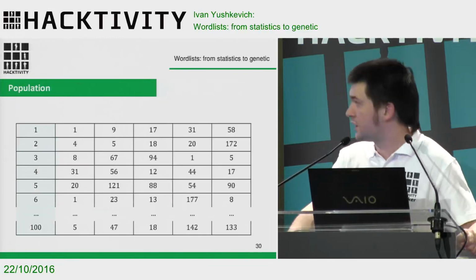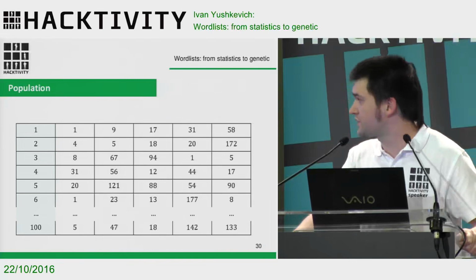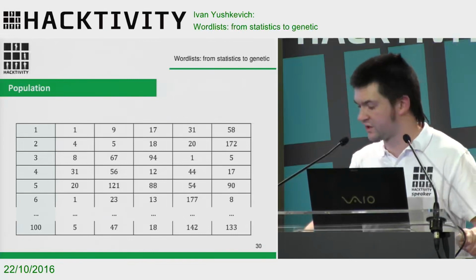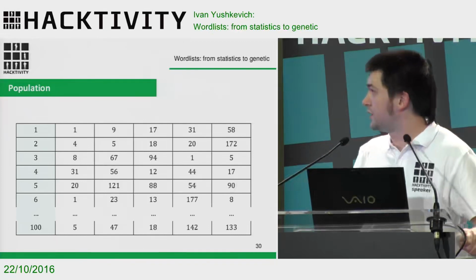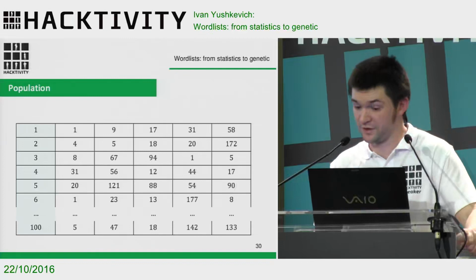After that, the population was generated. It consists of some sets of chromosomes, as you can see on the slide. The population is generated randomly, so each new test is not the same as the previous one.